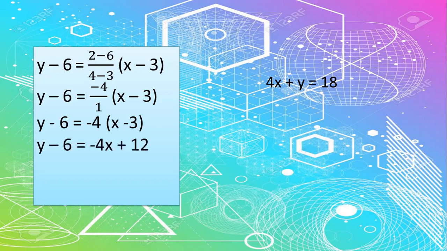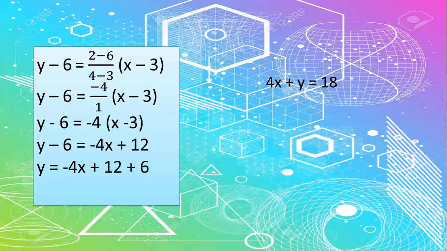Then, we simply need to distribute negative 4 to x minus 3. So, we have negative 4 times x is negative 4x. Negative 4 times negative 3 is positive 12. Next po is, lipat lang natin. Again, it can be transposition or APE na binanggit ko sa inyo. So, magiging y is equal to negative 4x plus 12 plus 6. From minus 6, it became plus 6.